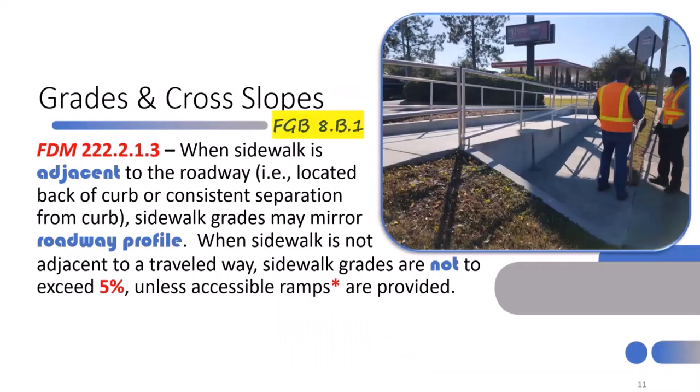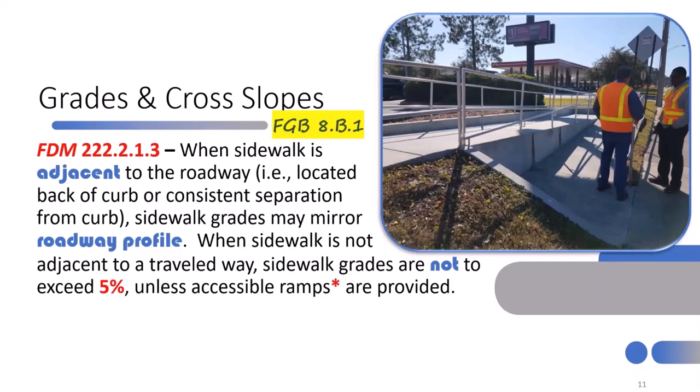For running slope and cross slope, I want to distinguish now between the mainline sidewalk and then sidewalk connections from the mainline to off-site properties. The mainline sidewalk that is functioning to carry the pedestrian mode of travel adjacent to a roadway that is carrying, obviously, the vehicular mode of travel, that mainline sidewalk is permitted to mirror and follow the roadway grade. And you're not limited to the 5% max or 1 to 12 at the 8.33%.